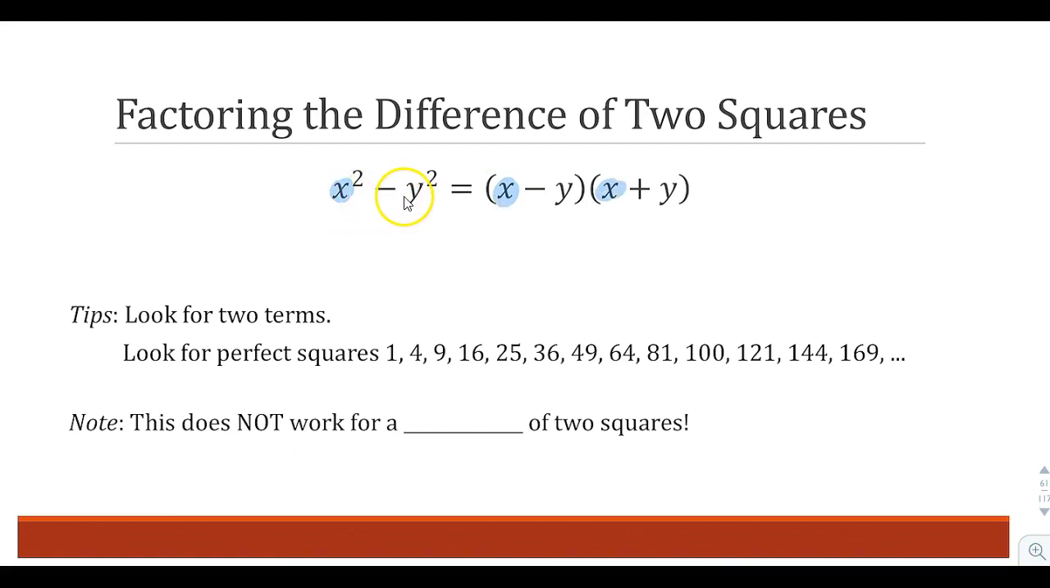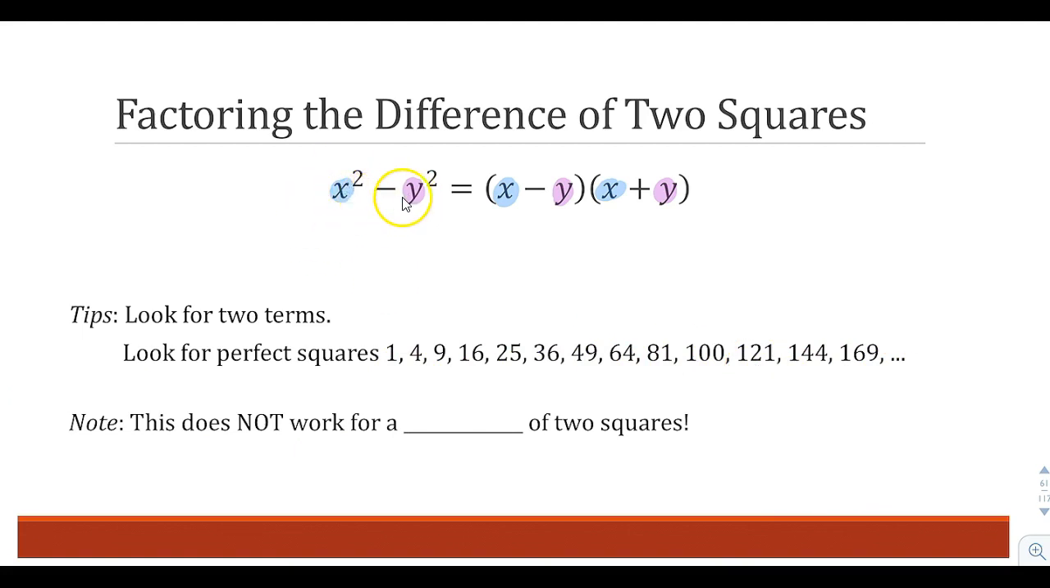And as long as it's subtraction, it has to be a difference of two squares, and the second squared in this case is y. I'm going to have minus y, and then I'm going to have a plus y. So we notice that the signs here are opposite. So I have x minus y, x plus y. So the tip here is to look for two terms. So it's the difference of two squares. And we want those perfect squares. So we want 1, 4, 9, 16, 25, 36, etc. This is a list of perfect squares involved.